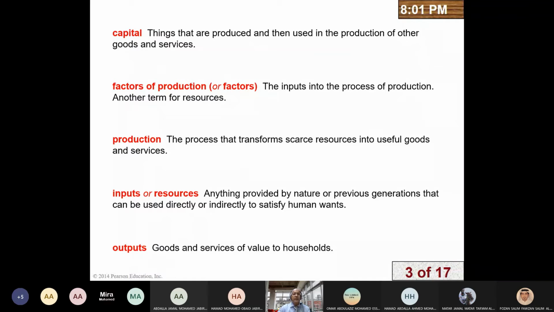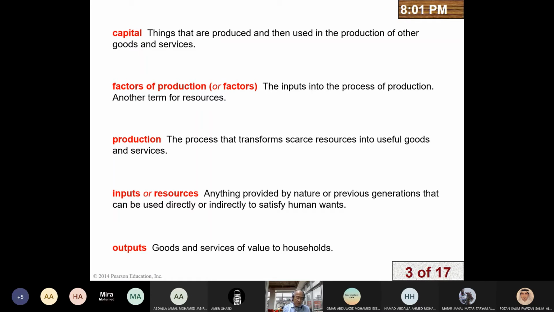Capital: things that are produced and then used in the production of other goods and services. Okay, so we produce machines. So some business units are specialized in producing machines, machines produced for using them in other business units to produce goods and services.